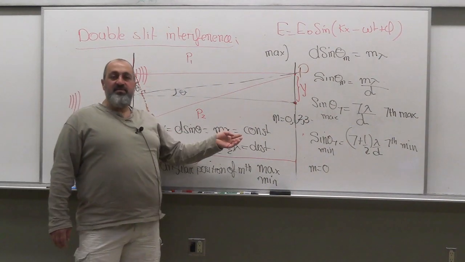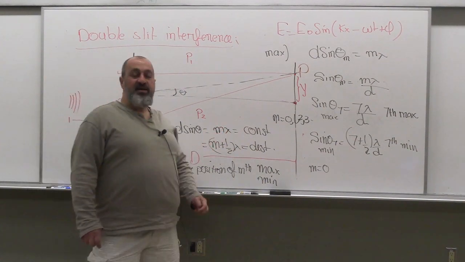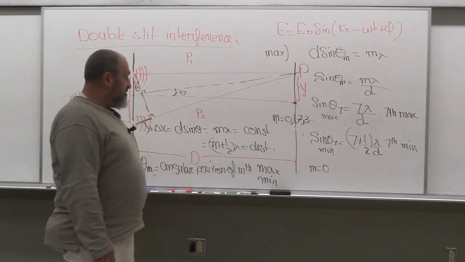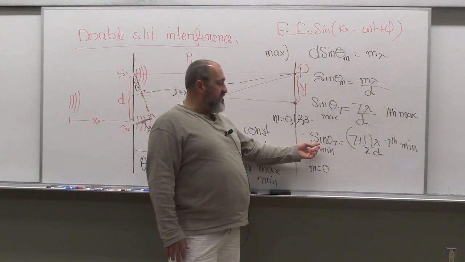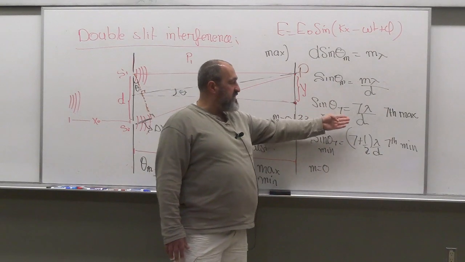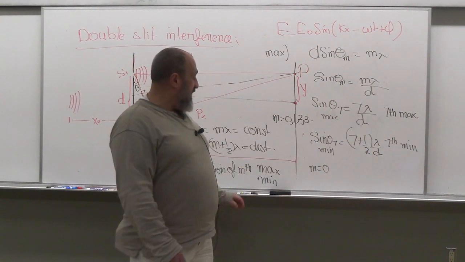If that's equal to m lambda, we have constructive interference. If that's equal to m plus a half lambda, we have destructive interference. Right? And we played a game where we wanted to see what the angular position of the seventh maximum or minimum would be, 7 lambda over d. Start putting in numbers and see where these things are.